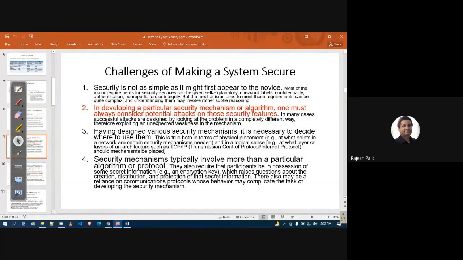And the second thing is that in developing a particular security mechanism or algorithm, one must always consider potential attacks on those security features. Say, to protect a system you have implemented a security service. Now some attacker, using some weakness of your security mechanism, can attack the system, penetrate it, or intrude into it, right?